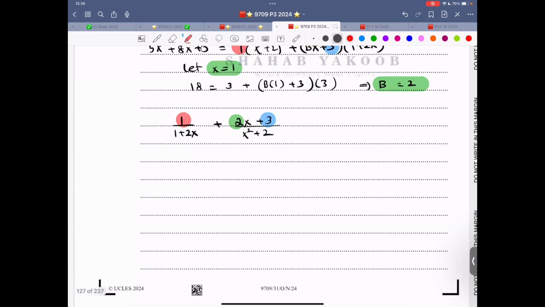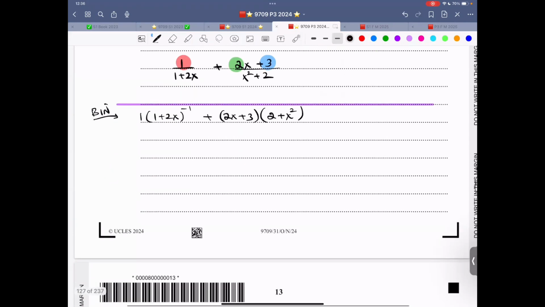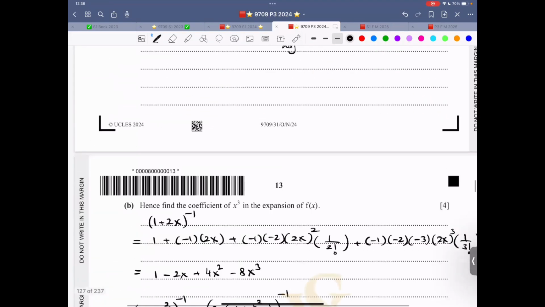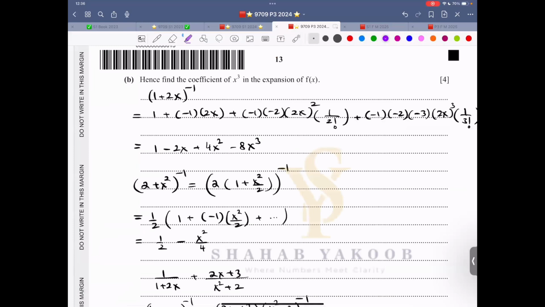Now for the next part, if I focus on it, what things would happen? This would be 1 into (1 plus 2x) raised to the power of negative 1. That is for the binomial part. And this is (2x plus 3) multiplying with (2 plus x squared). That is for the next part. And then you have to do some adjustment. Why? Because the binomial that we do is of 1 plus b raised to the power of n, so the first term should be 1. The adjustment is already made. And what are they asking? They're asking: hence find the coefficient of x cubed in this expansion.